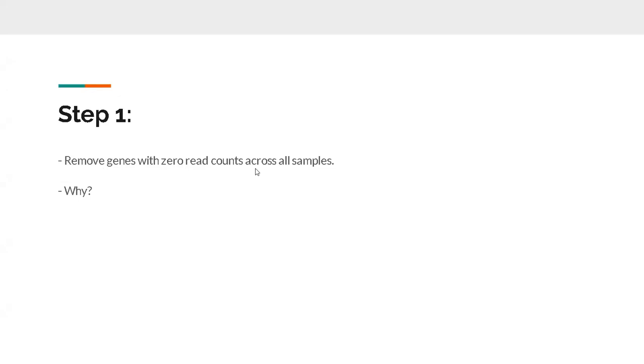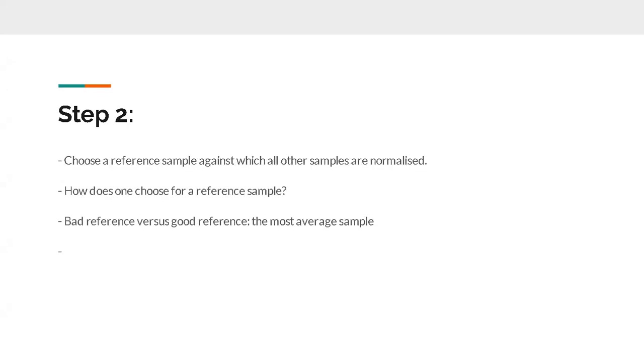So the first step is you remove all the genes with zero read counts before proceeding in the analysis. Second is you choose a reference sample against which all the other samples are normalized. Let's say we have 8 samples, right? You have pyruvate, you have glycerol, and in pyruvate and glycerol, you have different pH conditions, pH 7 and 5.7. Those were the samples in our data set. And for each sample, you have 2 replicates. So you have 8 samples.